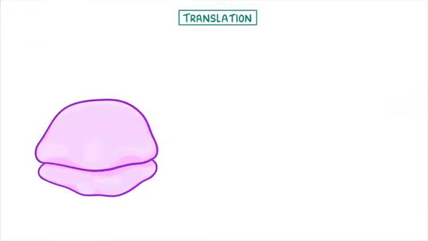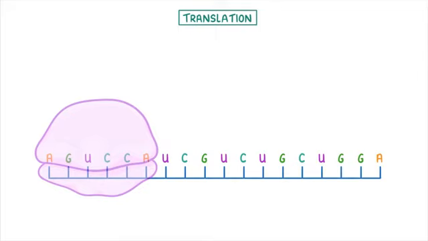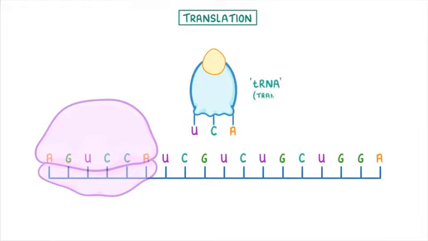So let's now zoom in to a single ribosome and go through the process of translation. To start the process off, our mRNA strand and the ribosome both bind together, and we're now ready for the ribosome to start building the protein by adding one amino acid at a time. The amino acids themselves are brought to the ribosome by molecules called tRNA, which stands for transfer RNA.